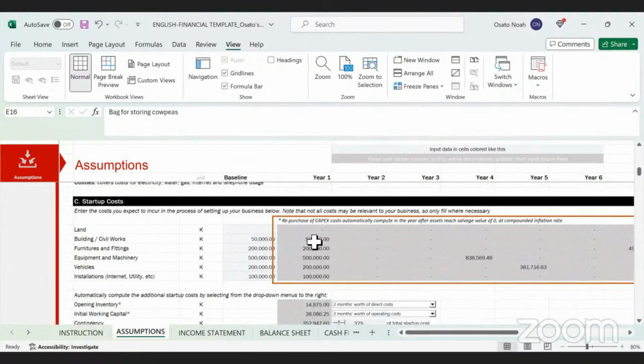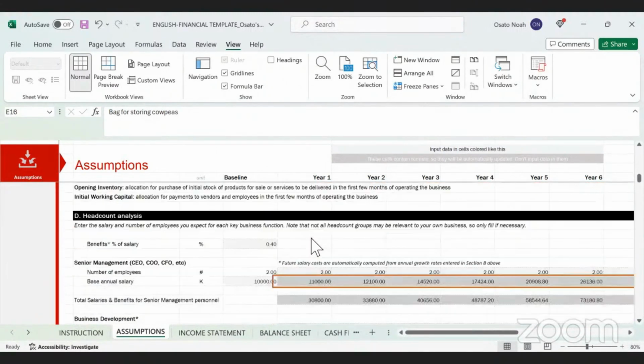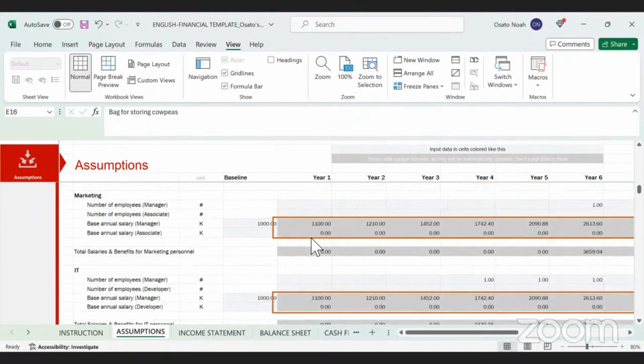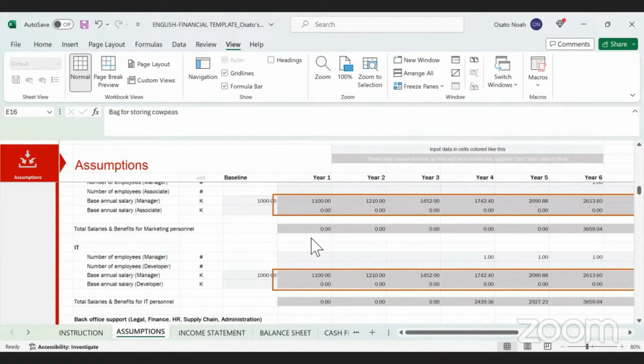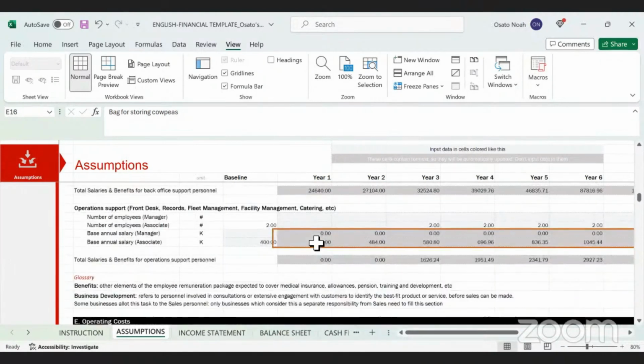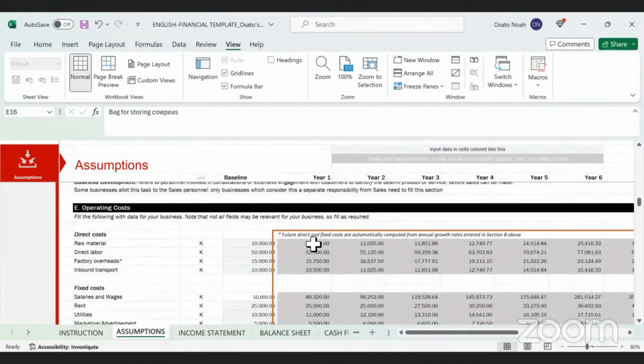But what would then happen is when you get to the head count, look at the place where you have your IT. You're going to have a developer. So you can fill out, you're going to have developers. How many developers are you going to have? That is just the staffing. So the staffing will change. And every other thing, your operating cost.